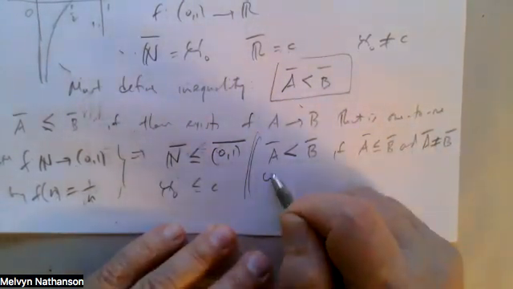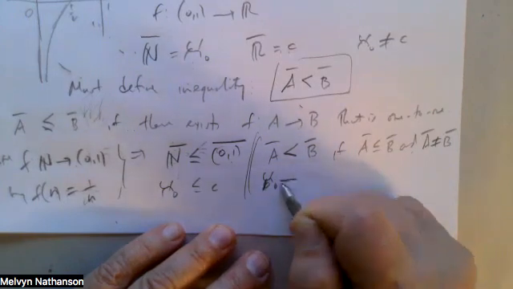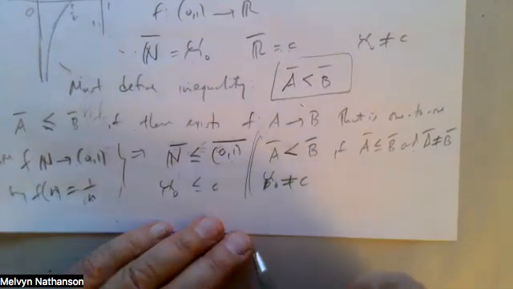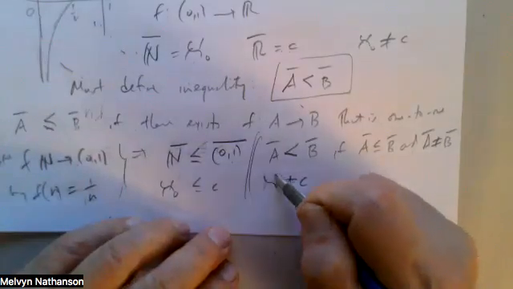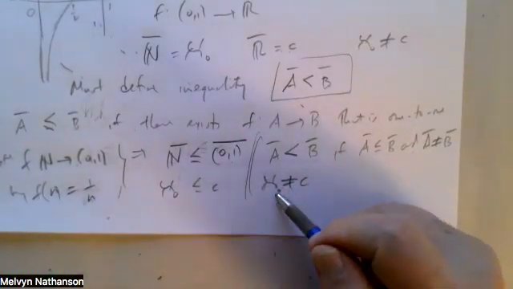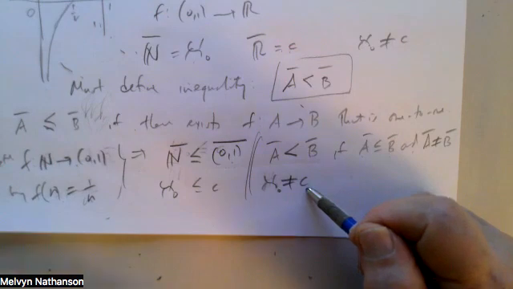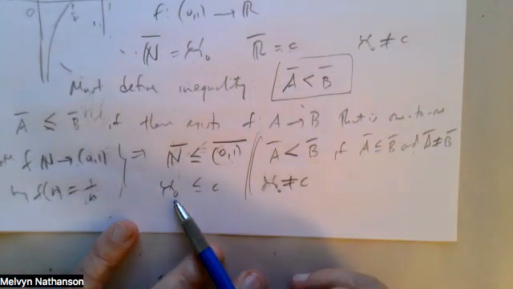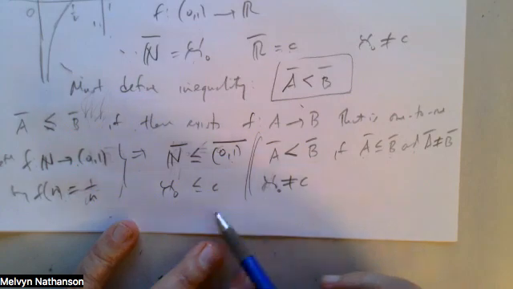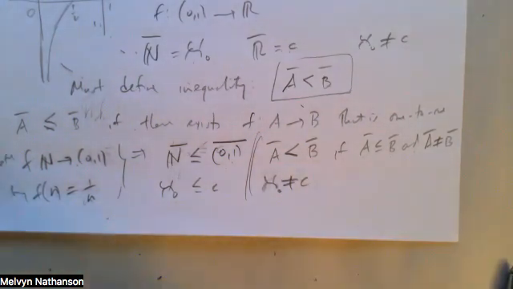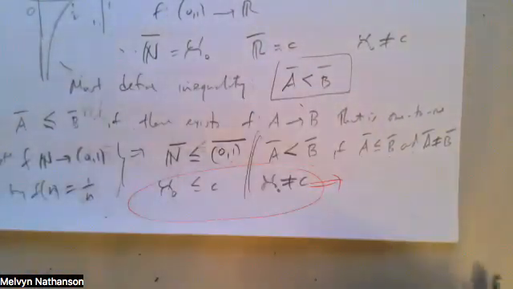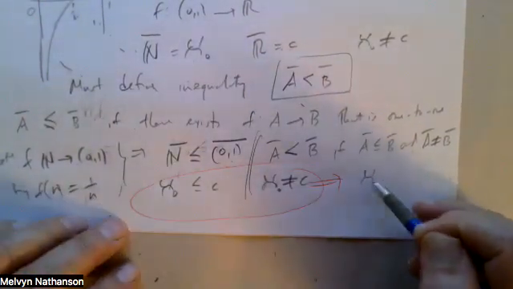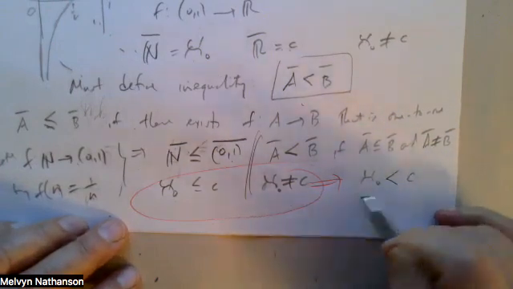So we already proved aleph naught is not equal to C. This was the great theorem that we just proved. There's no 1-to-1 correspondence between the positive integers and the real numbers between 0 and 1. So if aleph naught is less than or equal to C, and if aleph naught is not equal to C, then this means that aleph naught is strictly less than C.